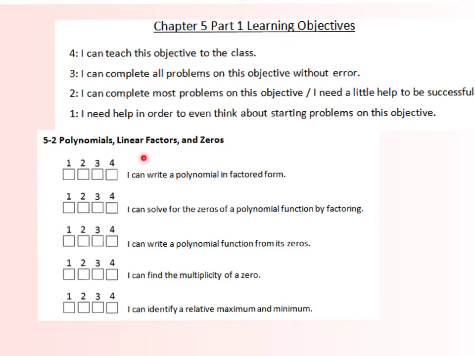The last two objectives that we have for this section are I can find the multiplicity of a zero, and I can graph a cubic function. So those two objectives, I can graph a cubic function and I can find the multiplicity of a zero, are the two objectives we are about to cover.